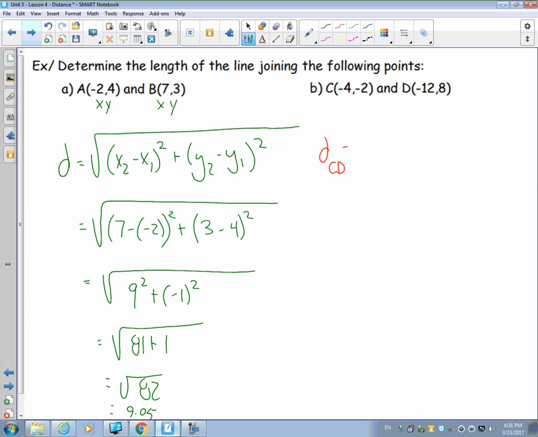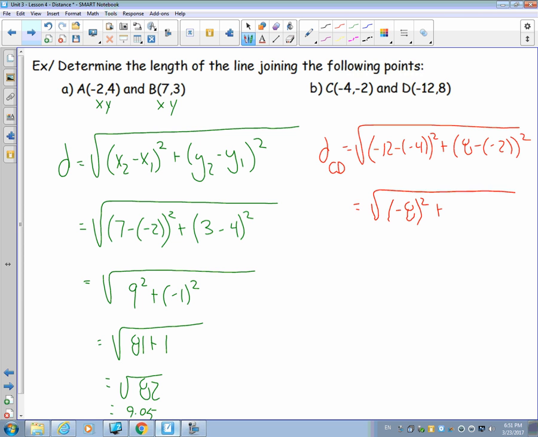Distance from C to D. Square root of negative 12 minus negative 4, and 8 minus negative 2. What's that going to give us? In the bracket, we'll get negative 8 squared plus 10 squared, which is 64 plus 100, which is the square root of 164. Or if you want to, 12 point something.